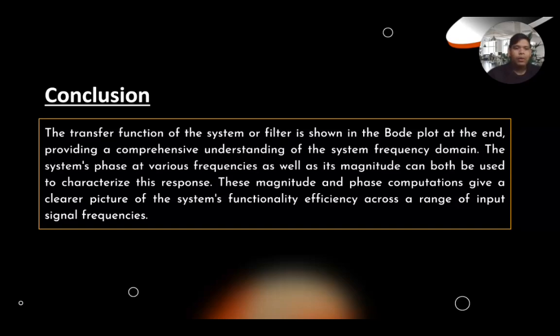Okay, so now I will talk about the conclusion. The transfer function of the system or filter is shown in the Bode plot at the end, providing a comprehensive understanding of the system's frequency domain. The system's phase at various frequencies as well as its magnitude can both be used to characterize this response. This magnitude and phase computation gives a clearer picture of the system's functionality and efficiency across a range of input signal frequencies. So that's all for my group.